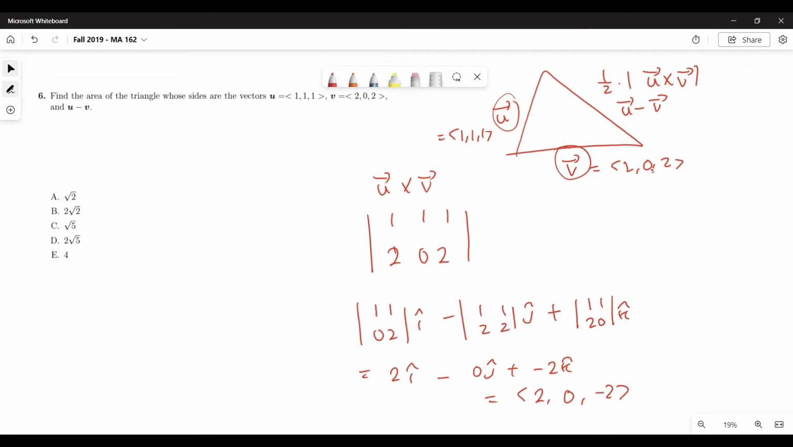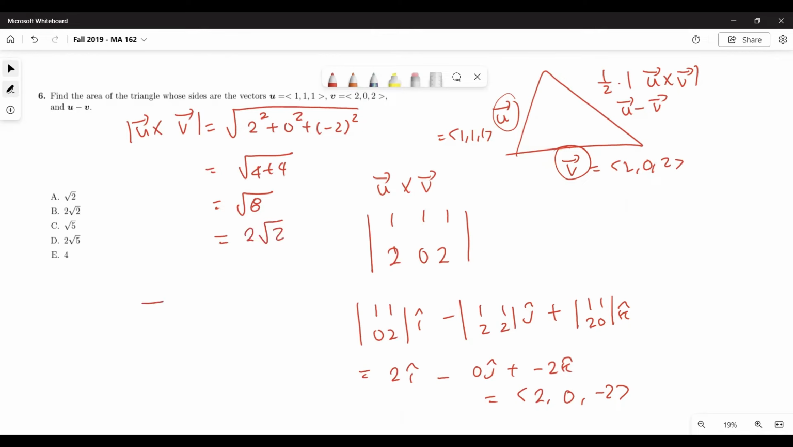And we have that. If you want to find the magnitude of that value, this will become the magnitude of U cross B, the square root of each component: 2 squared plus 0 squared plus negative 2 squared. This becomes 4 plus 4, square root of 8. Square root of 8 can be simplified as 2 square root of 2. And if you multiply that value by half, this becomes square root of 2. So the answer is A.